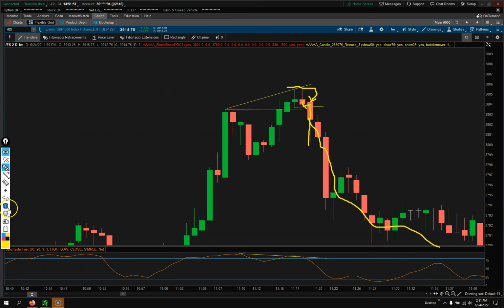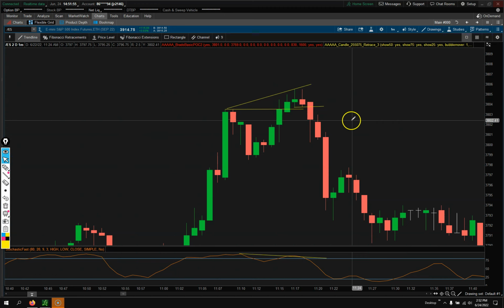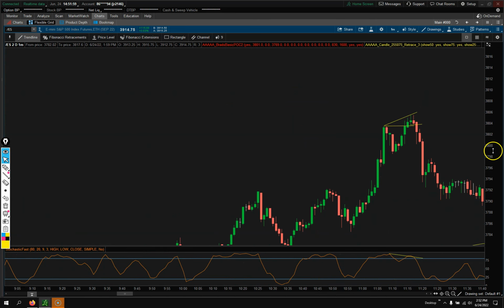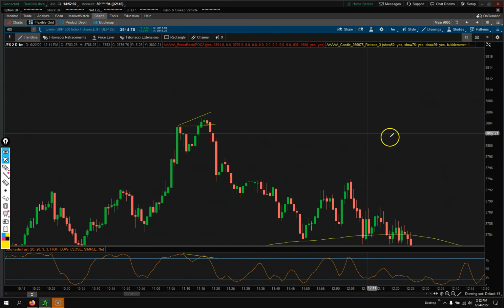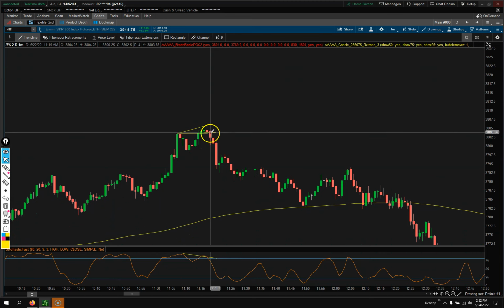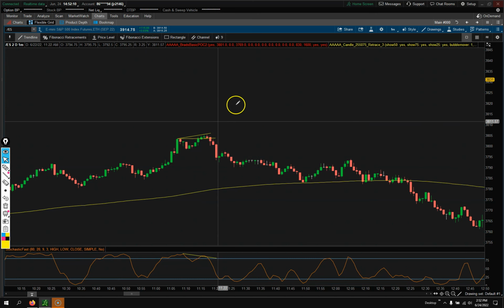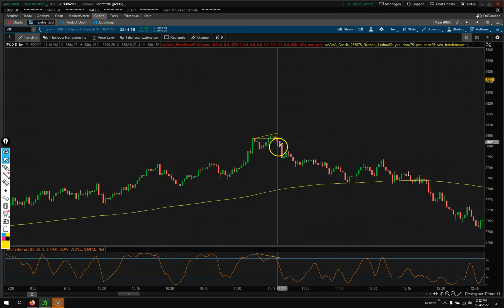So you were literally looking at a couple points of risk to potentially gain maybe 30 or 40 points, or even more. Because we can see your entry would have been right around 38.04. This thing got all the way down to 37.60, so that's like 45 points off that.